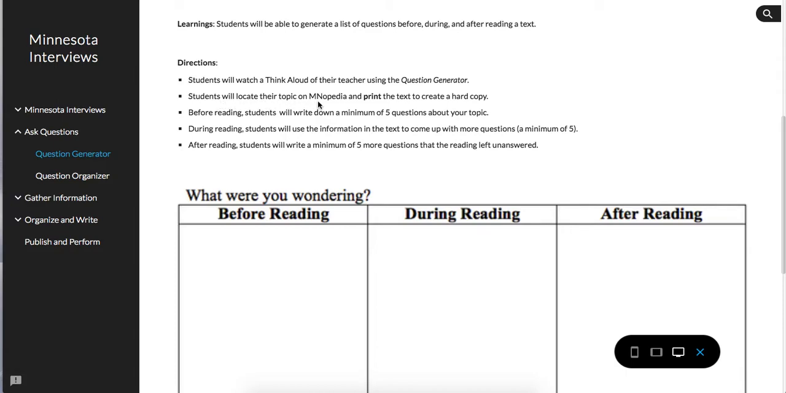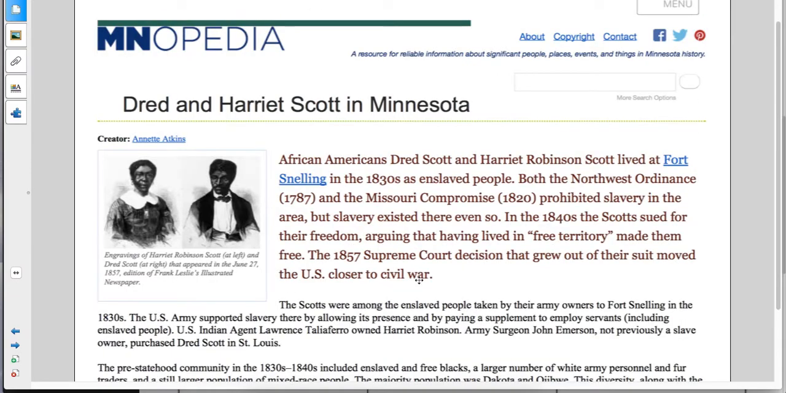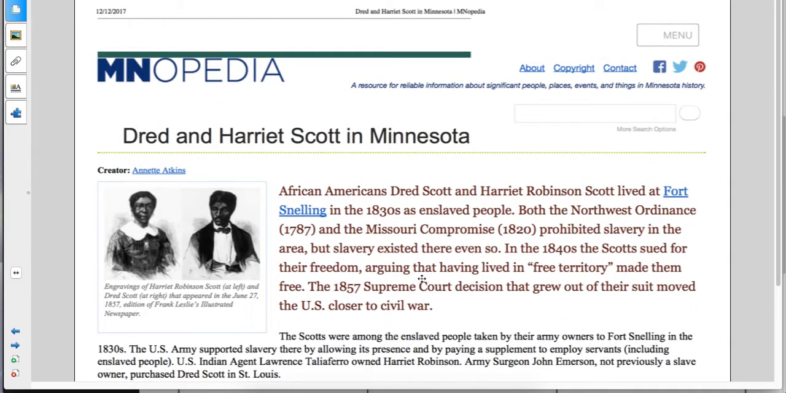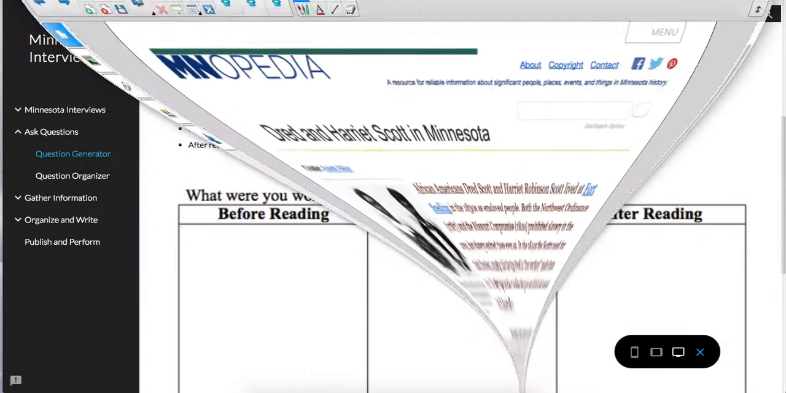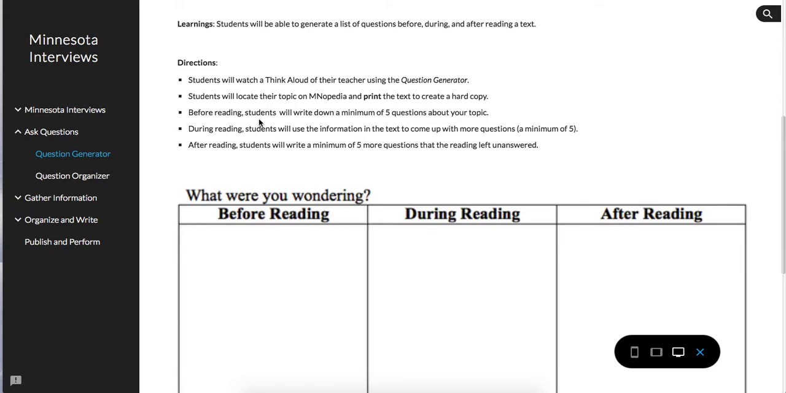Next, students will locate their topic on MNOpedia and print the text to create a hard copy. So I went on MNOpedia and I printed a copy of the article on Dred Scott, and it looks like this. You're doing the same: you're going to find your topic on MNOpedia and then print it so you have a hard copy to work with. It's always good to use a hard copy first before doing online research so you can get a sense of what your topic is, and you also get a sense of what websites are good to use and which ones you probably don't want to use, especially if you use a good reliable source first.